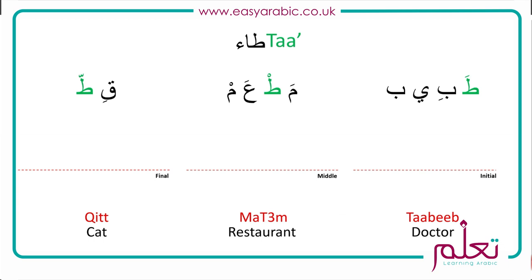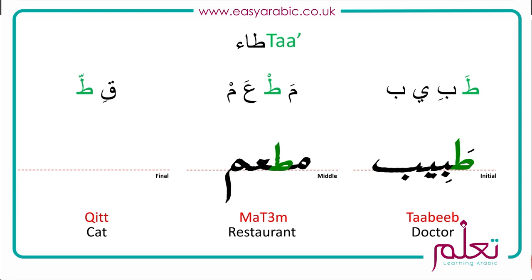Okay, so next we have the letter Ta, and the word is Tabib. So the Ta, like this. Then we have the Ba. Then we have the letter Ya, and finally the Ba. Tabib. Next we have Mat'am, which is restaurant. So we have the letter Meem, the letter Ta, the letter Ayn, and the letter Meem. Mat'am.